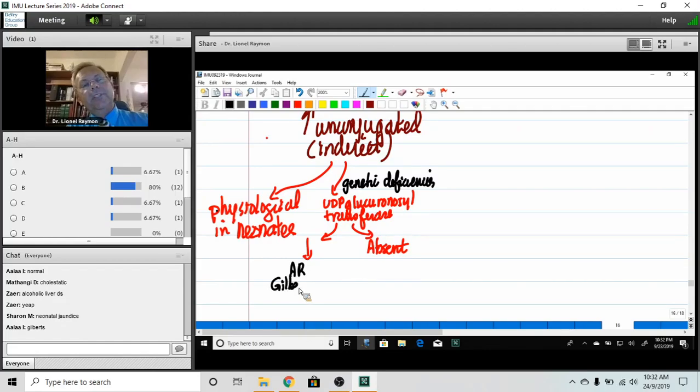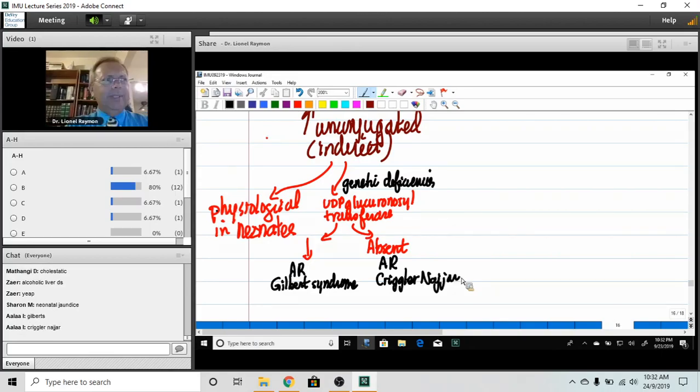Gilbert syndrome. Whereas it's absent in an autosomal recessive disorder that we call Crigler-Najjar, particularly Crigler-Najjar type 1. Well done, Ala. Sharon, were you about to put Crigler-Najjar too? Because that's good, if you were.